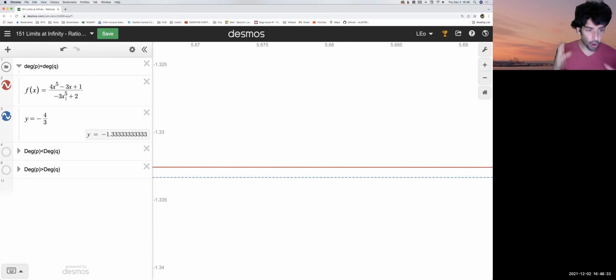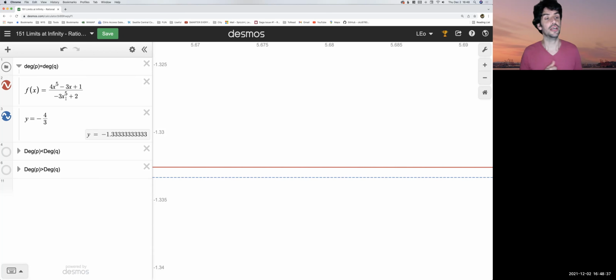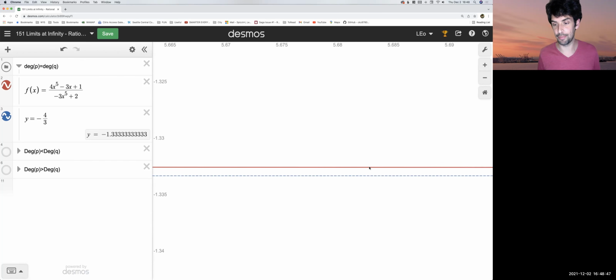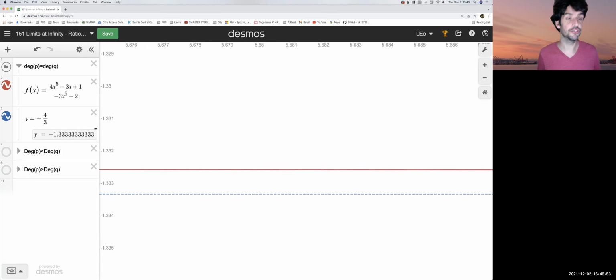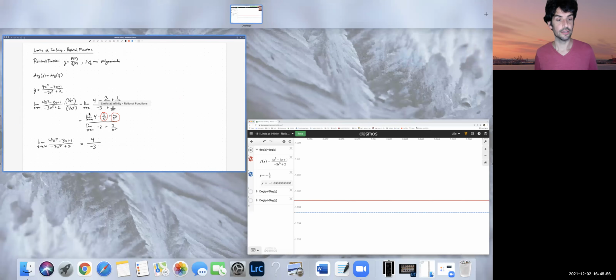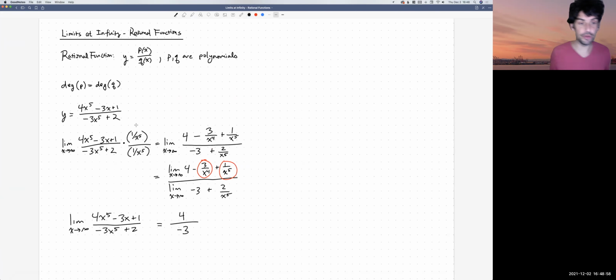And we have almost just 4x to the 5th over negative 3x to the 5th, which is negative 4/3, right? But those little bits that I say barely do anything, don't do nothing. And so we get this tiny little gap between this, right? If you look at the scale here, that's a very small amount of difference between those two, but it's still a difference, okay? So what we want to notice is what happened here.